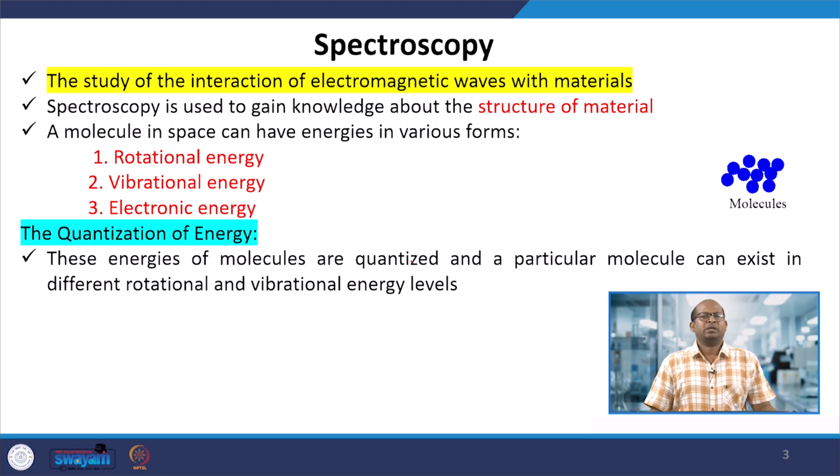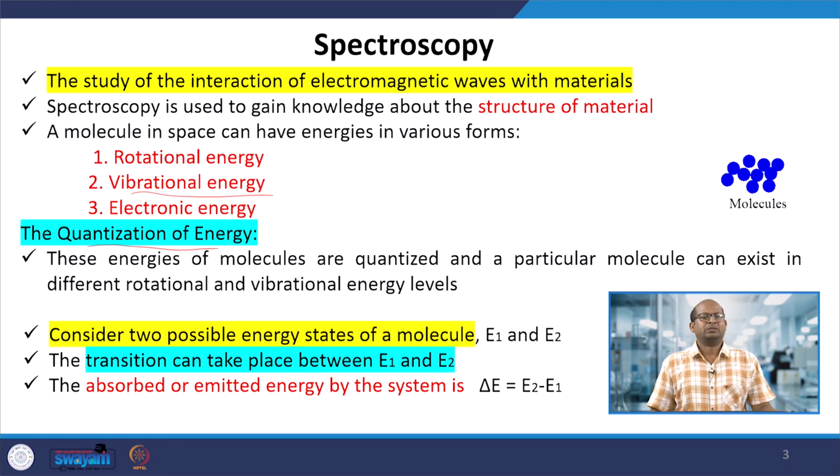Then there will be some changes in the material, which may be structural, that is a vibrational change, a rotational change, or electronic energy changes. Many changes may occur depending upon the electromagnetic radiation interacting with the material. Here we need to know a few components about the quantization of energy. The energies of the molecules are quantized, and a particular molecule can exist in different rotational and vibrational energy states or levels.